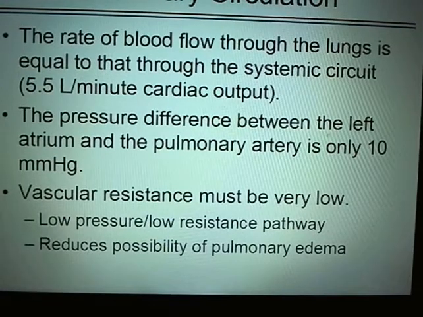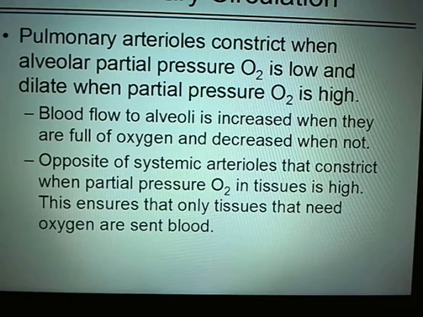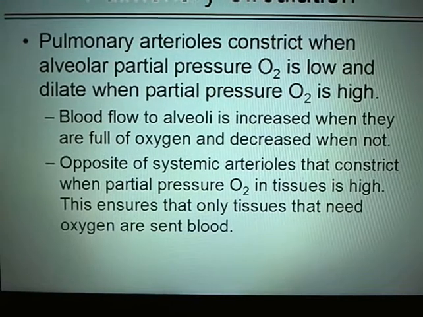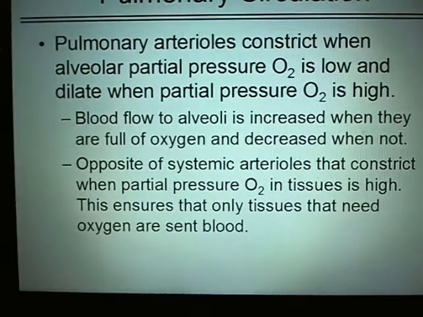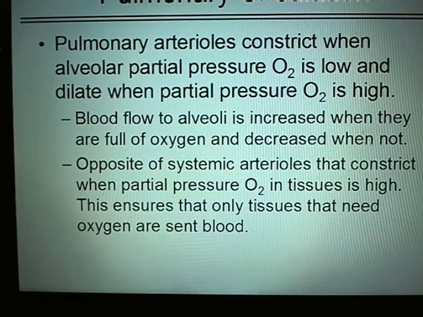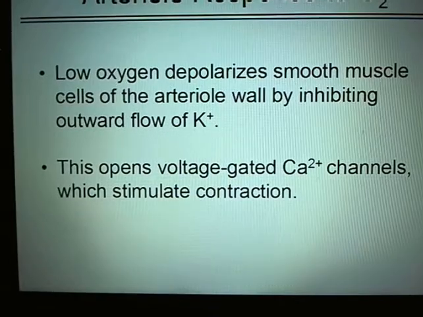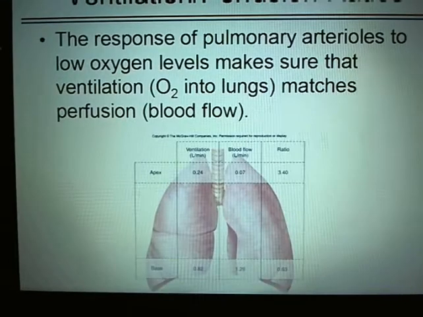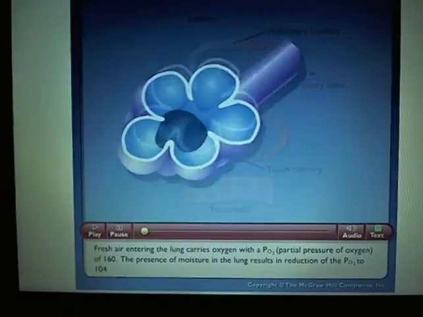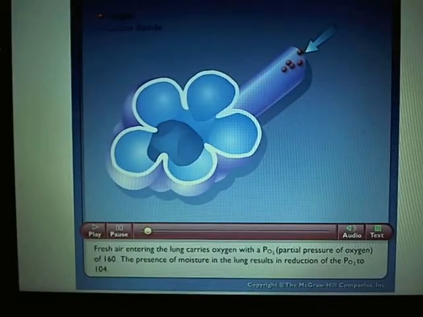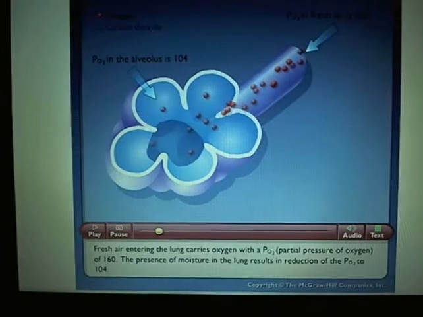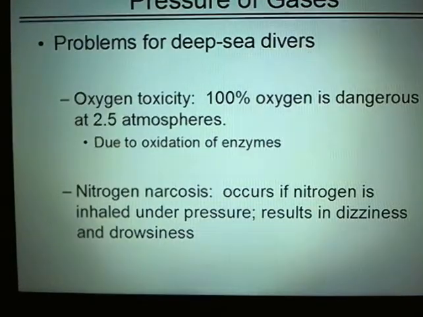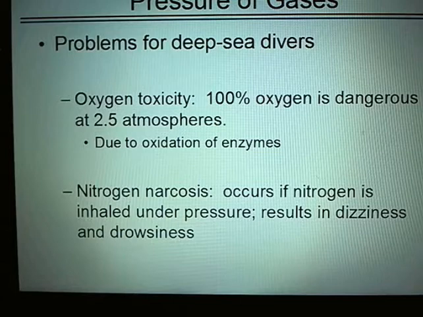Partial pressure, pulmonary circulation, we talked about. The pressure is much lower in the pulmonary arteries than it is in the other systemic arteries. Fresh air entering the lung carries oxygen with a PO2 of 160. The presence of moisture in the lung results in reduction of the PO2 to 104. We're not going to go through that, at least not as part of this.